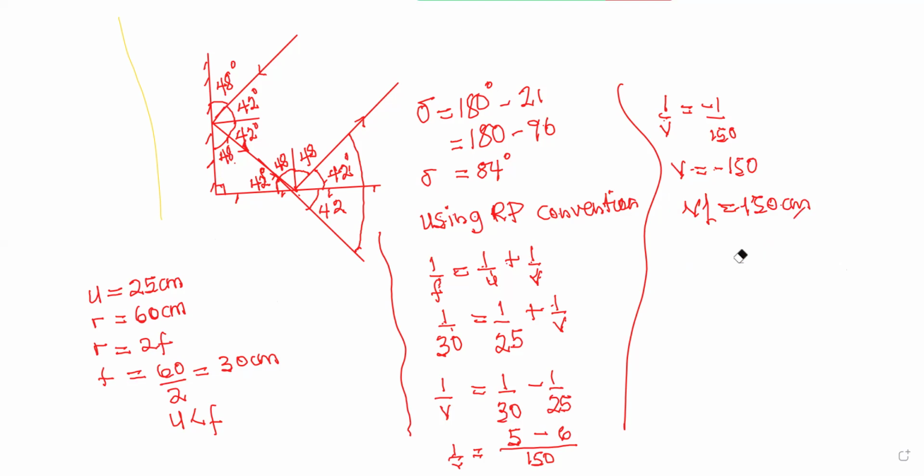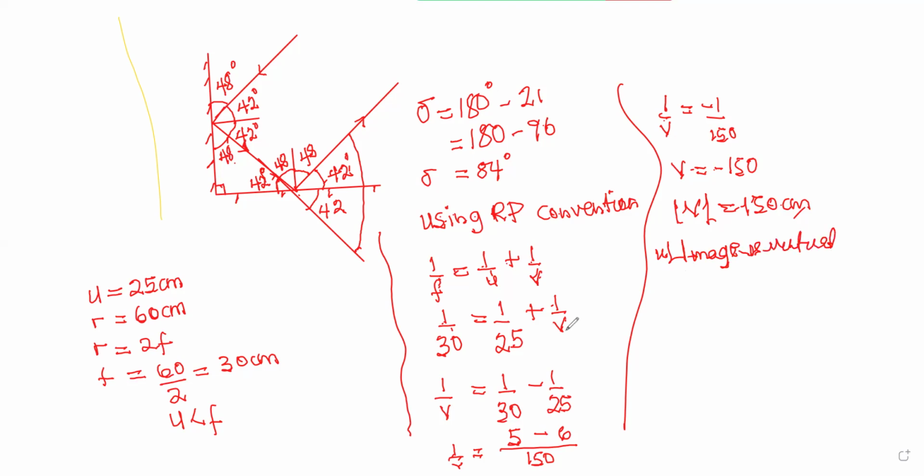All right. Then the nature of the image, we have answered that. Because V is negative, the image is virtual.